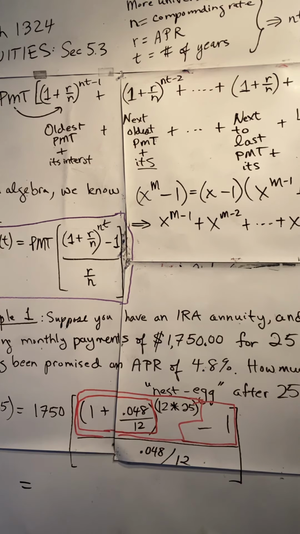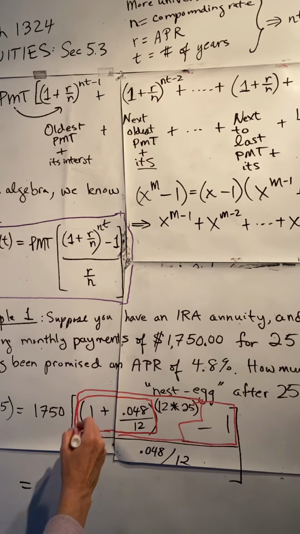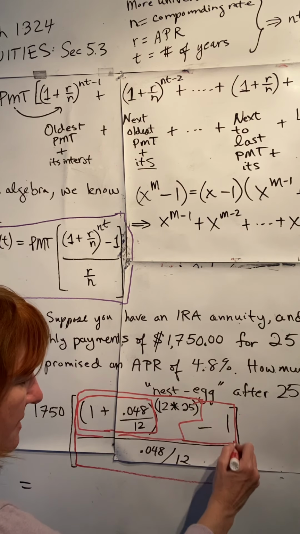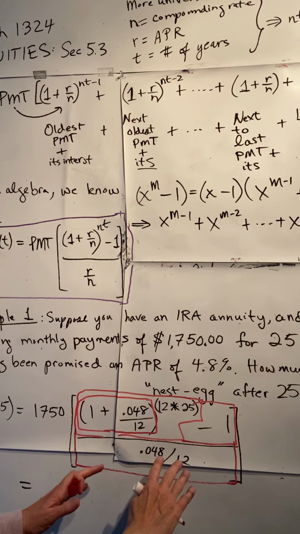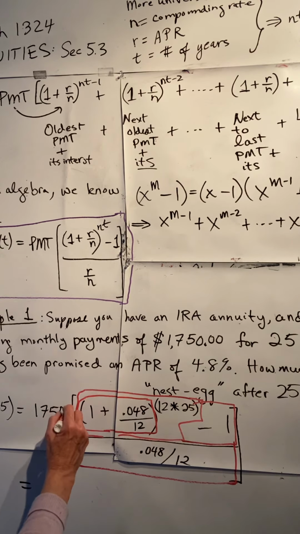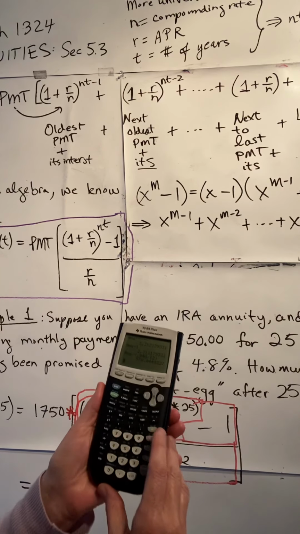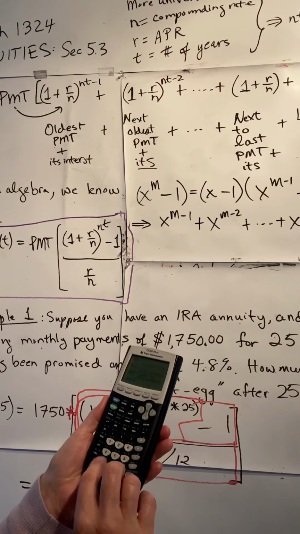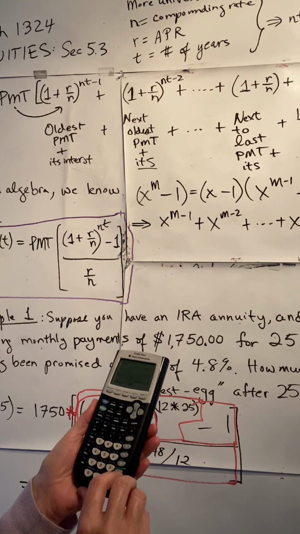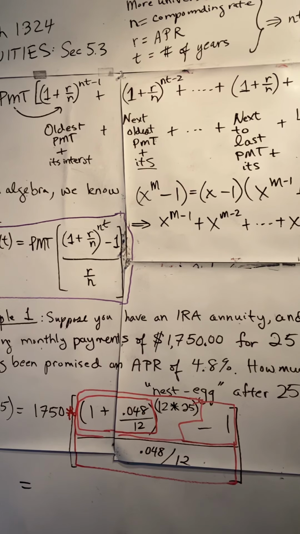Press enter, and now some quantity is in here. What is it? It's this whole quotient, the result of this division, and therefore everything inside those brackets. What's left? I need to multiply it by 1750. So I take that quantity and I multiply it by 1750, and now I have the future value of this account in all its glory. So what is that?